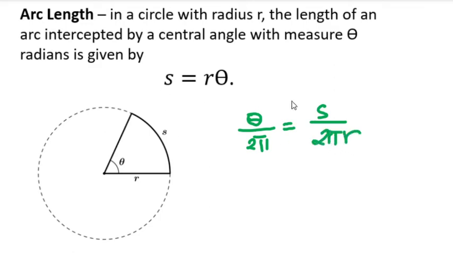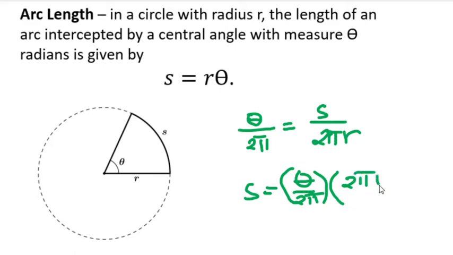Now, para makuha natin si S, we need to isolate S. So, mangyari, S is equal to theta over 2 pi multiply by 2 pi r. And then we can cancel both 2 pi. So S now is equal to theta times r or radius times theta. Okay, so this is now the formula ng ating arc length.